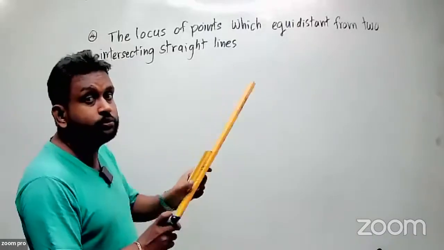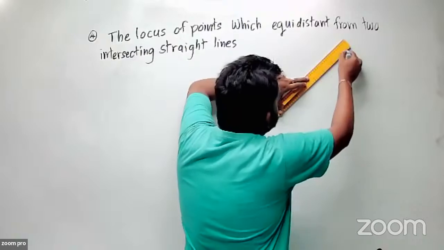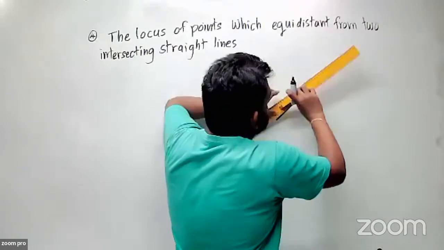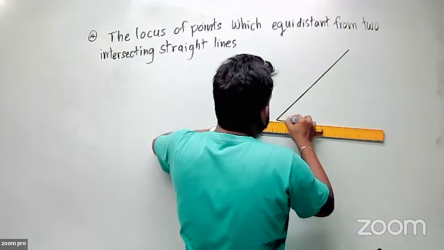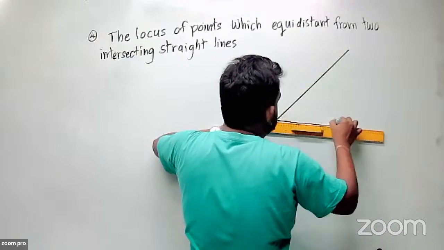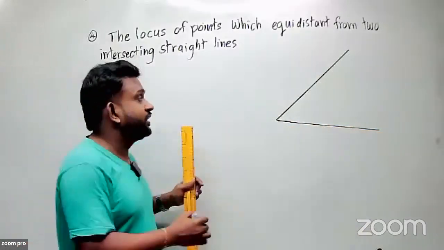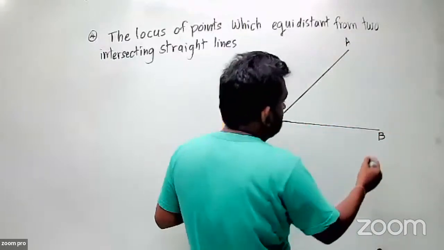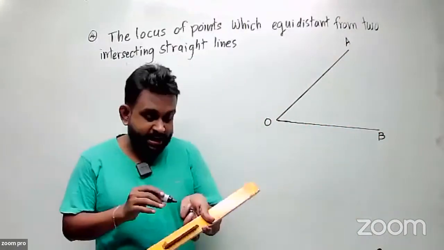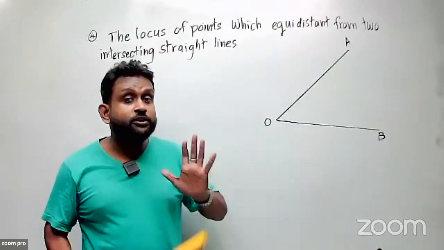Right, we have two intersecting lines, meaning they are meeting at a certain point. So this is the first straight line and this is the second straight line, so they are meeting each other. Like I mentioned, OA is the first line, and the second one is OB. So I need to travel keeping the same distance, equidistant to the given two lines.